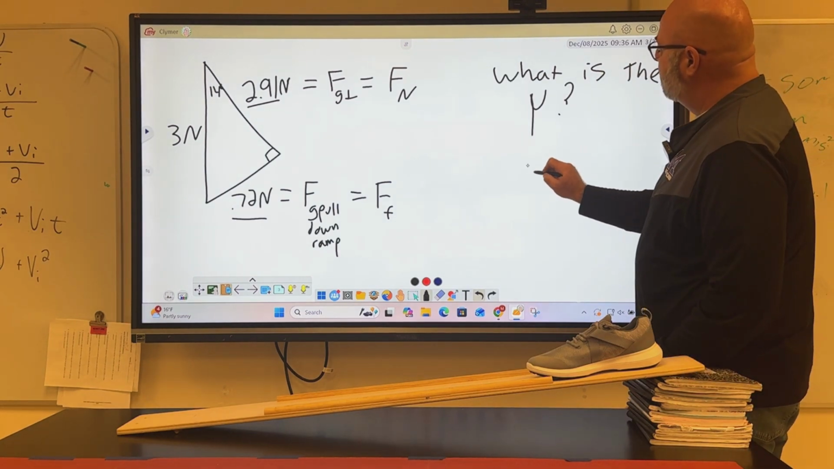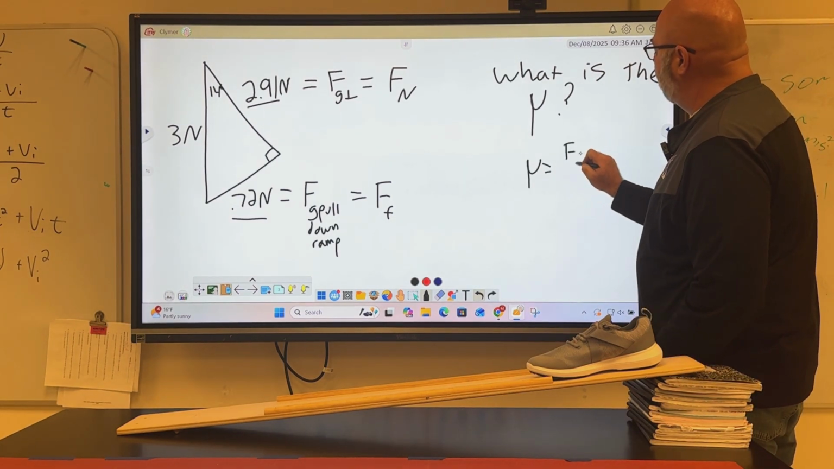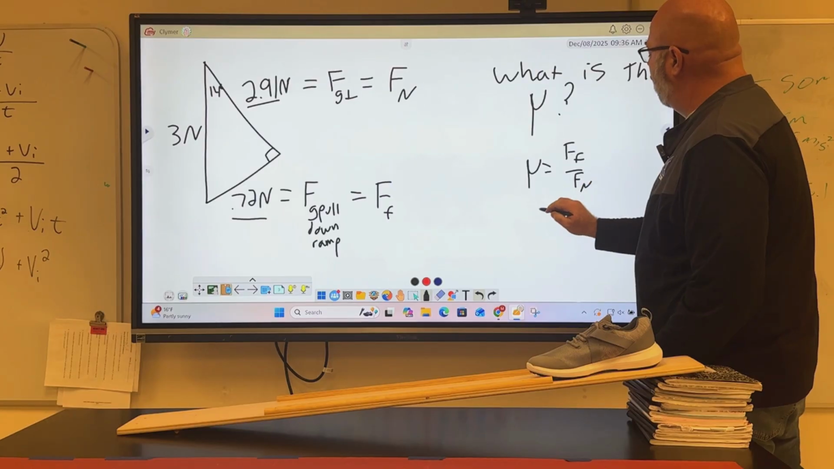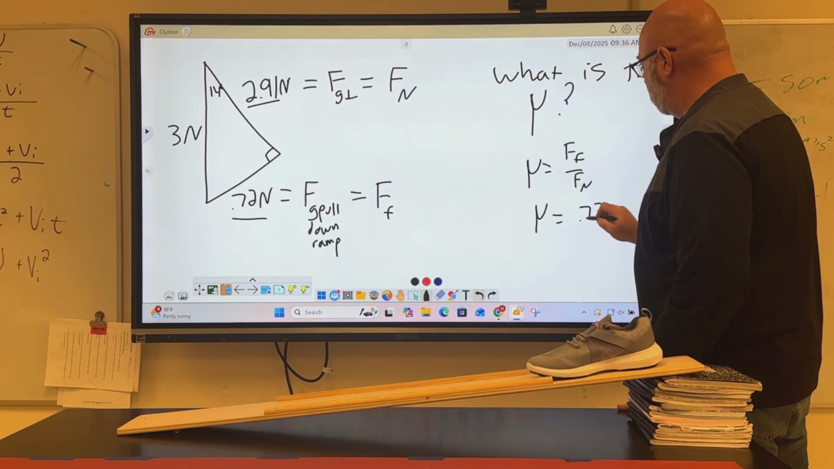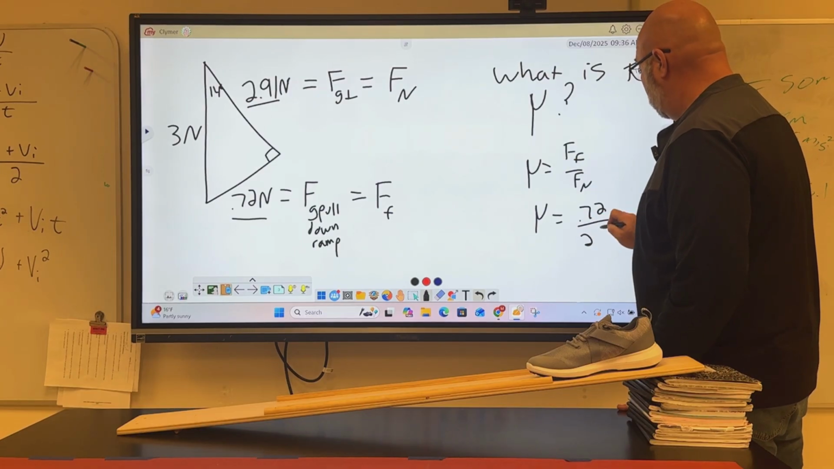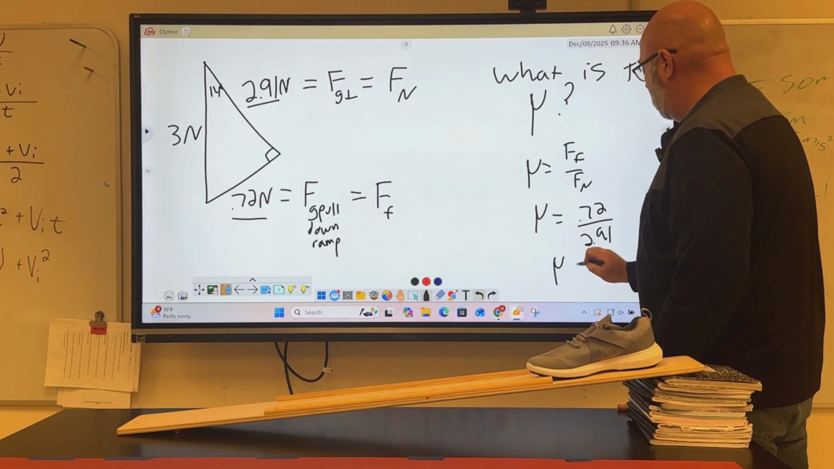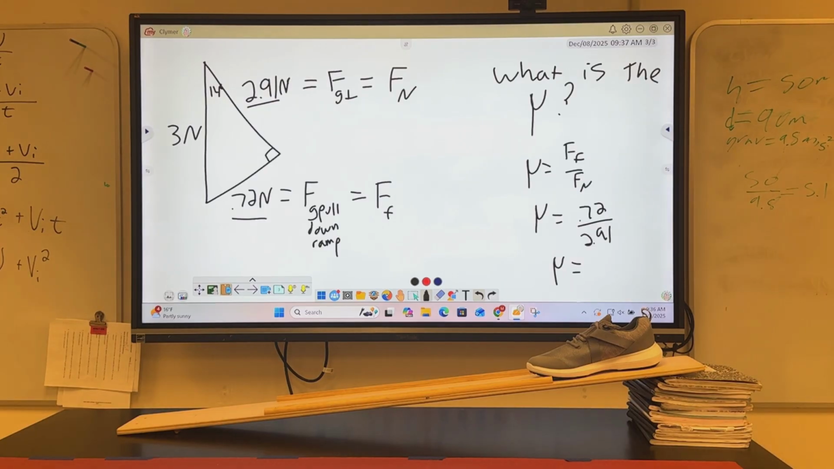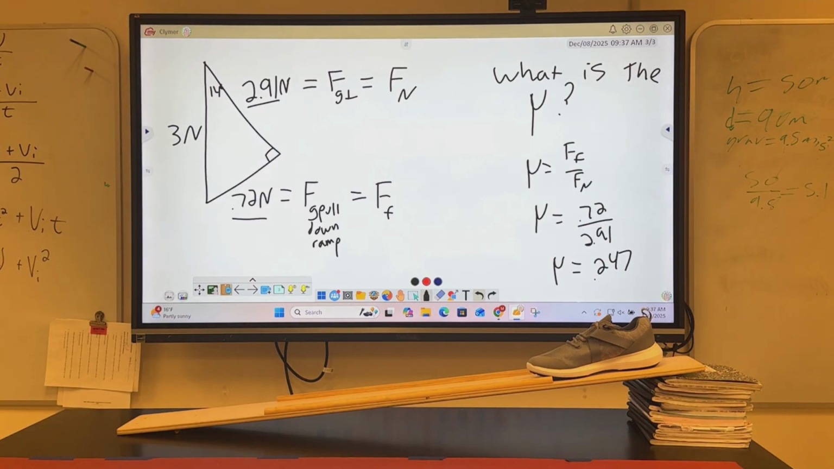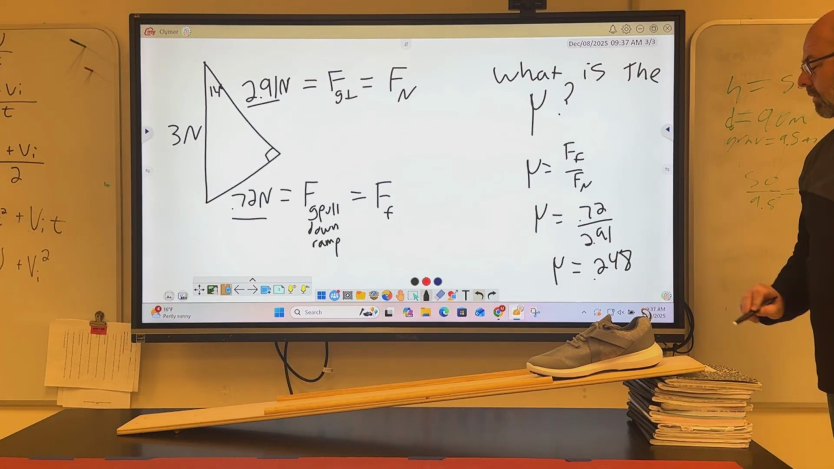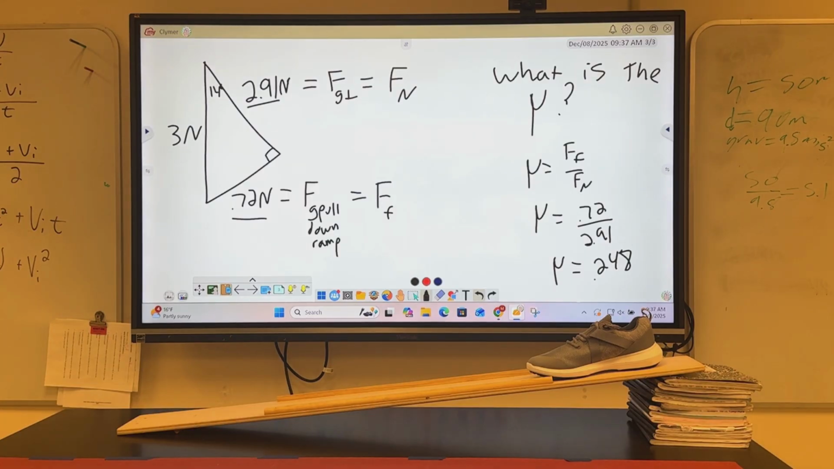Theoretically, indeed. So mu equals F of f divided by F of n, equals 0.72 divided by 3. I don't have a calculator. Somebody help. We'll just call it 0.24, give or take. One of you is probably right. I don't know that we need this answer to the nearest thousandth anyway.